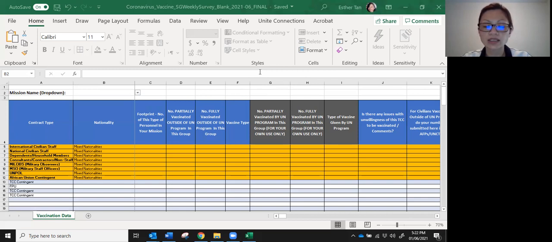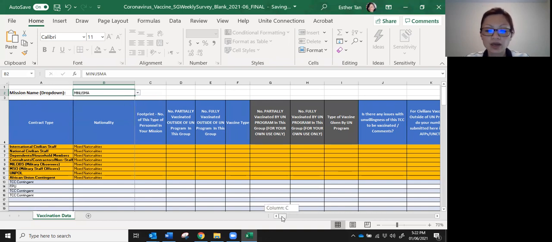This is a vaccine coverage survey, and it will be sent to us every week. So I'm going to teach you what the components are and how you're supposed to fill this in. To start up with, you just need to pick your mission name, and it's all in drop down. So let's say MINUSMA. And then if you go down here to the different columns, the first column is going to be the contract type.